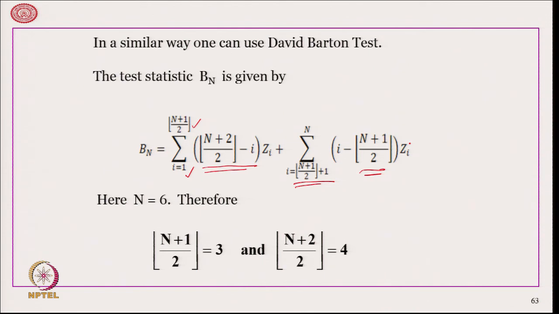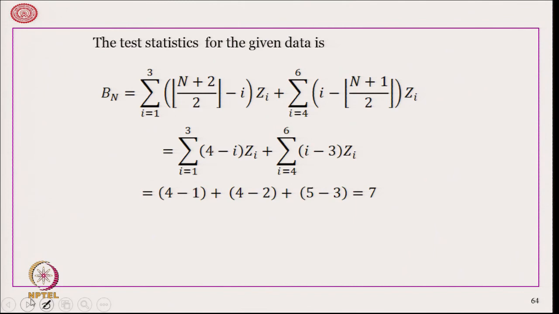This we know. Now, for this case, since capital N is equal to 6, floor of (n+1)/2 is 3, and the value of (n+2)/2 is 4. Therefore, this sum we will take for 1 to 3, and this we will take for 4 to 6. Therefore, B_n is going to be (4 − i) multiplied by z_i for 1 to 3 on this side, plus (i − 3) multiplied by z_i for 4 to 6 on the other side.